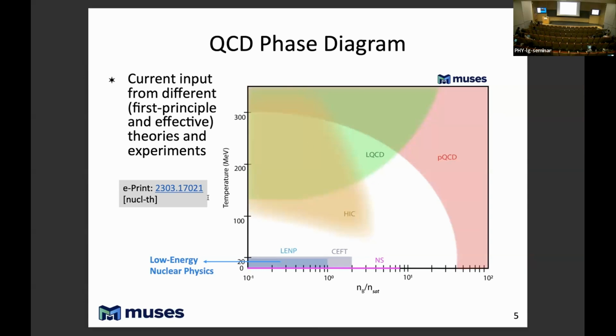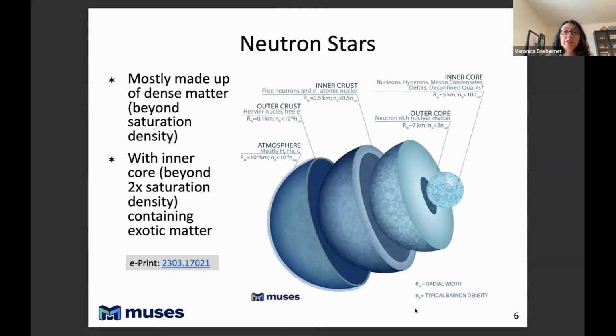So I have temperature here on the y-axis, and baryon density normalized by saturation density on the x-axis. And first of all, I wanted to justify why neutron stars are here at all. By the way, I'm an astrophysicist specialized in dense matter, and that's why I'll be talking about neutron stars more than you guys are used to hearing.